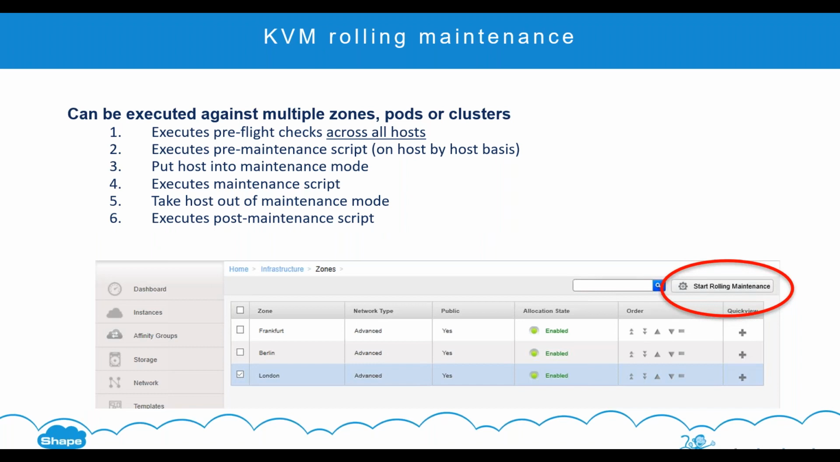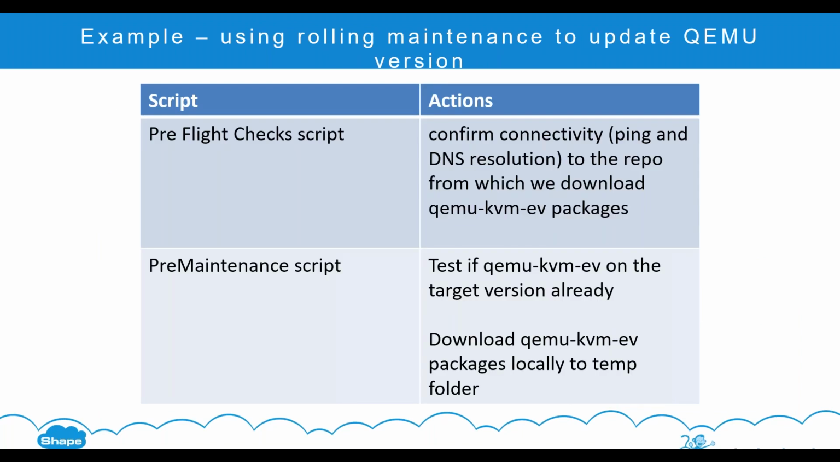do this maintenance. As long as it has no errors, it will then move on host by host, and it will execute a pre-maintenance script. And in that, you might use that to start to download some things, start some processes that you need to do in advance of the maintenance. It will then put the host into maintenance mode. Obviously, that will then make the VMs on that host start to migrate away. Once that happens, the maintenance script gets executed, which actually is doing the work you want to do. The host gets taken out of maintenance mode, and then we've even got a post-maintenance script which can run for tidying up. Just to give an example, probably the most common example with KVM, you want to update the QEMU version. So just an example of what you would want to do at each stage.